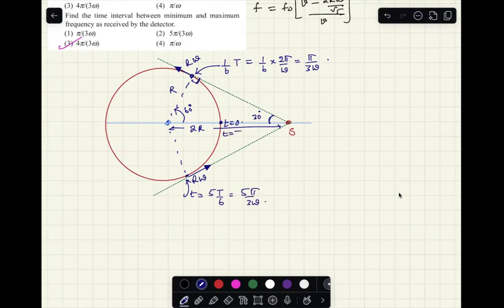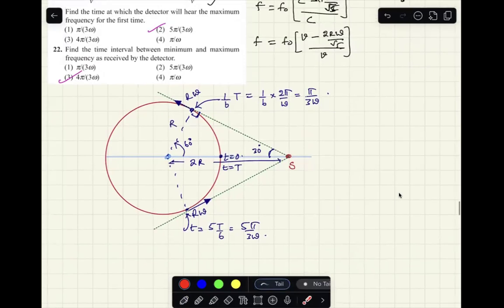Again, it will reach here at t equal to T. So I'll just show you the flow. Remember, t equal to 0 here. t equal to pi by 3 omega here. t equal to 5 pi by 3 omega here. t equal to T here, capital T.